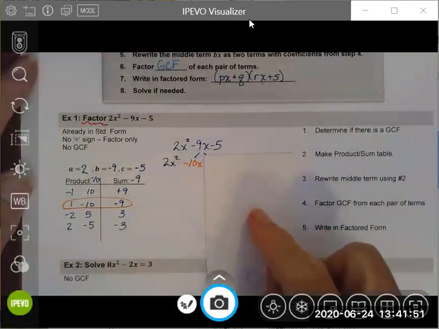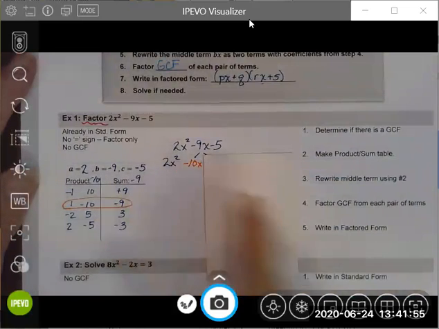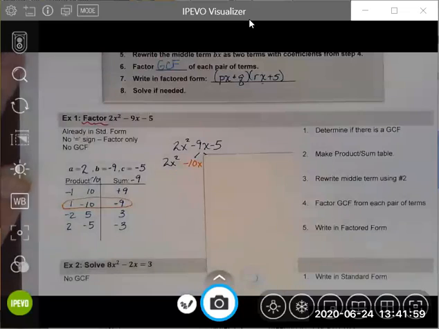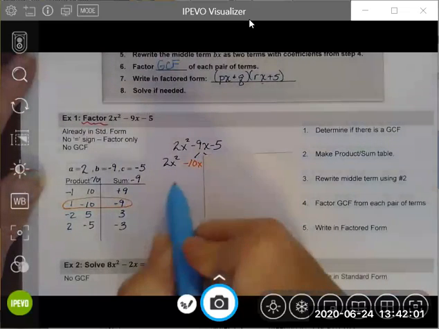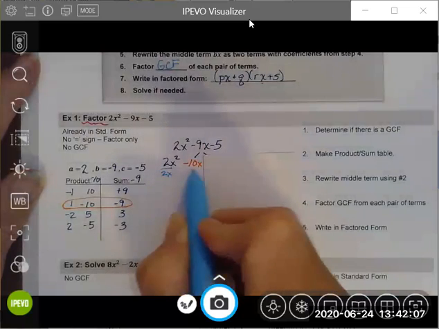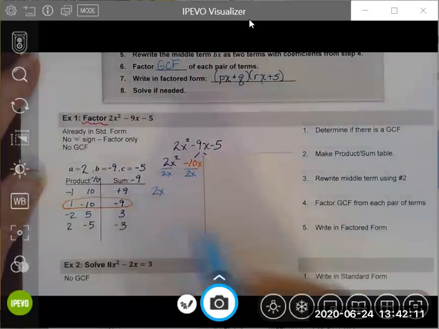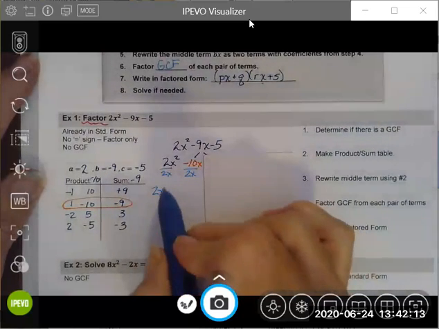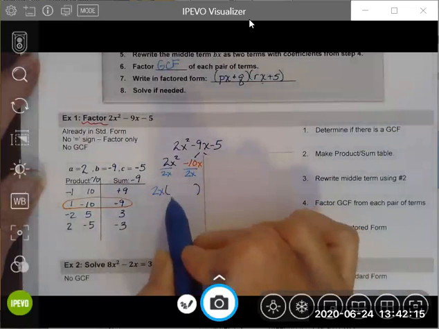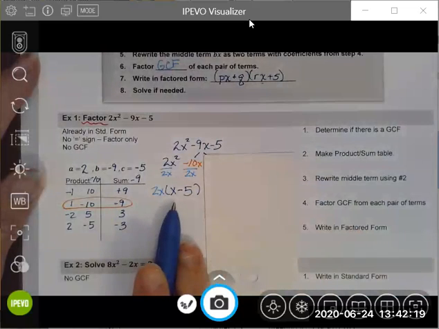I'm going to cover those two terms up so that we're not even bothered with them. Now I ask myself, what is the greatest common factor of 2x squared minus 10x? And I would suggest that this is going to be 2x. So I'm going to divide each of these by 2x. 2x is a factor. And after I do that division, I am left with x minus 5.